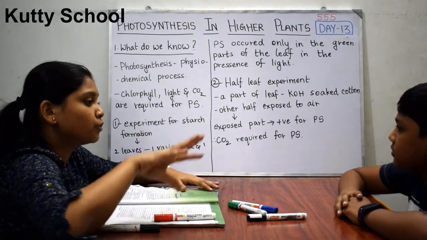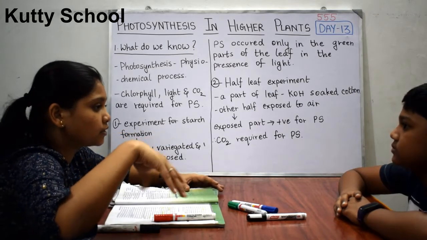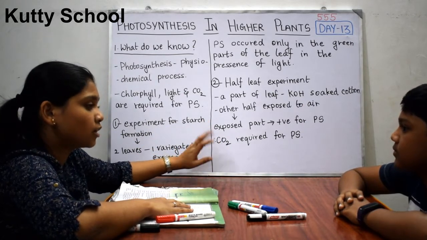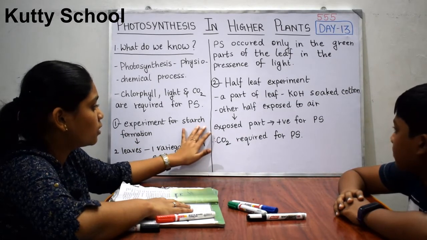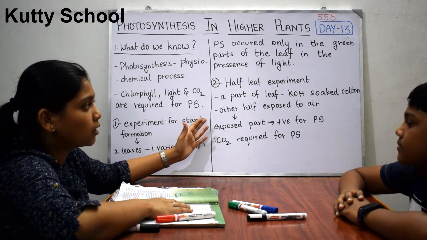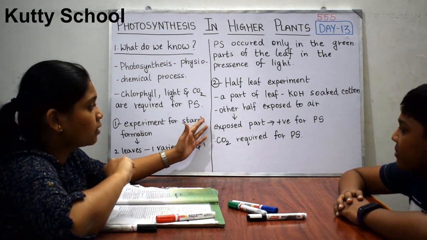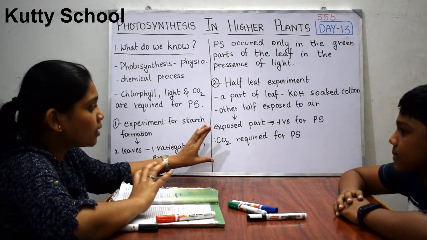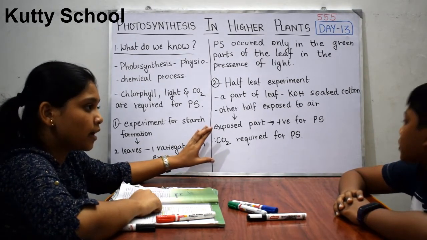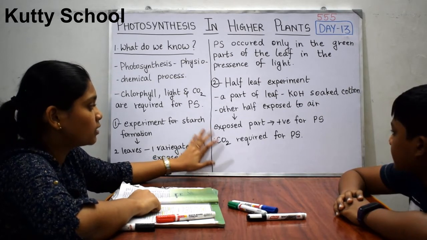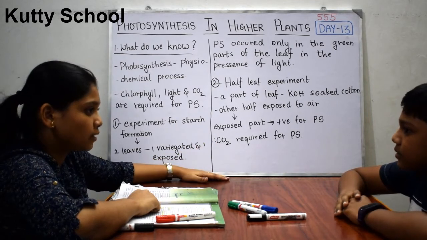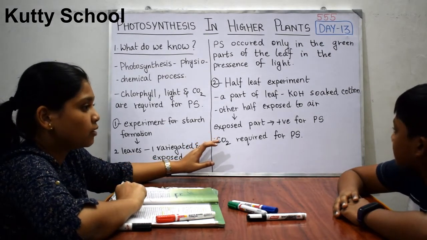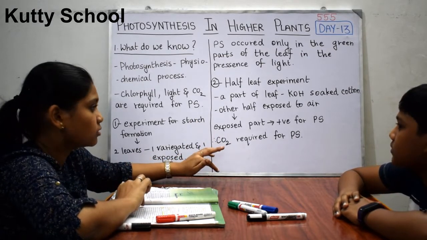The other half is exposed to air, which has carbon dioxide, oxygen, nitrogen and everything. The exposed part gave a positive test for starch. The part soaked with cotton and KOH did not show positive for starch. With this we can conclude that carbon dioxide is necessary to perform photosynthesis and to prepare starch. So carbon dioxide, light and the green parts, chlorophyll, are important in the process of photosynthesis.